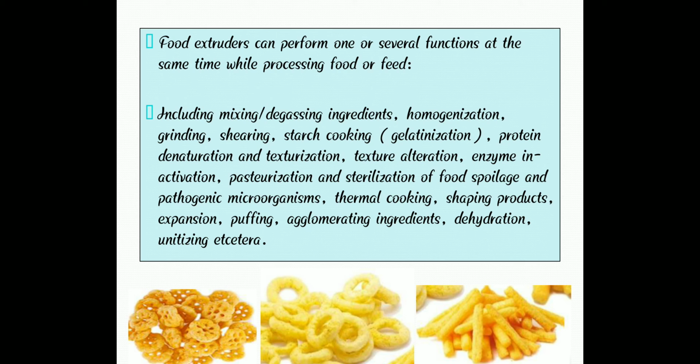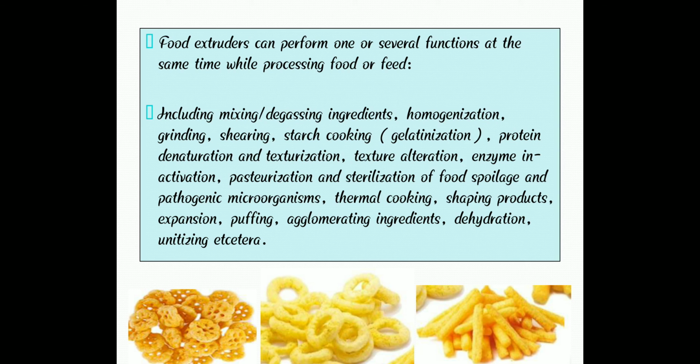What is gelatinization? Starch gets swelled because of heat and water. Protein denaturation and texturization may occur. Denaturation means protein changes its original shape into another type of texture, so texture alteration occurs because of this denaturation process. Then enzyme inactivation, pasteurization and sterilization of food. All these processes happen because we use high heat during the extrusion process.